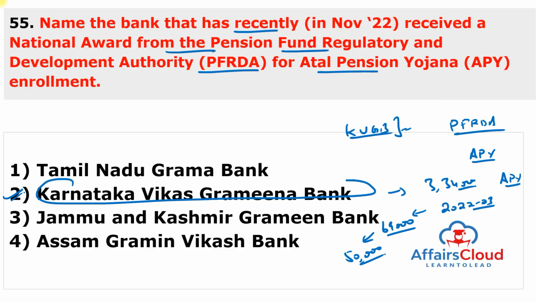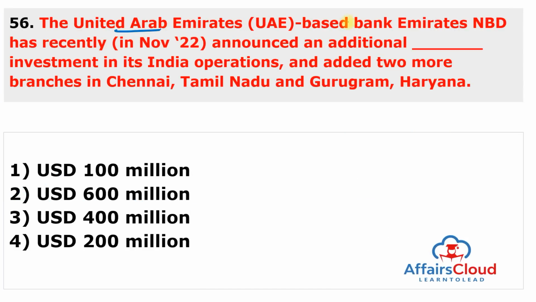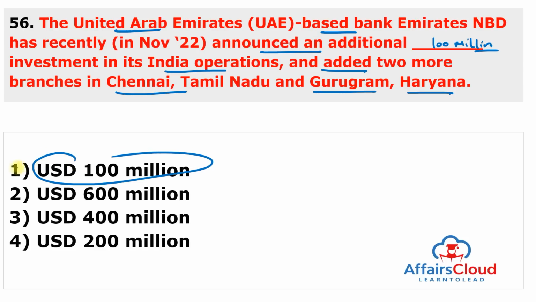Moving to the next question. The United Arab Emirates-based bank Emirates NBD has recently announced an additional amount of investment in its India operations and added 2 more branches, one in Chennai, Tamil Nadu, second in Gurugram, Haryana. And the total additional investment will be $100 million. So the answer of this question is 1.